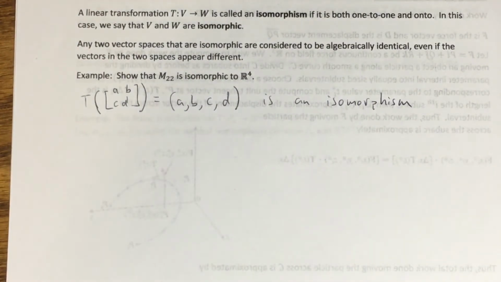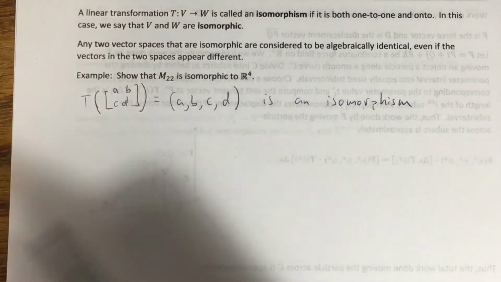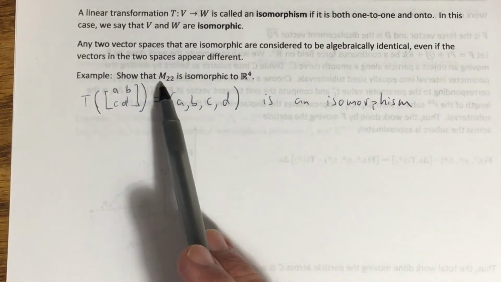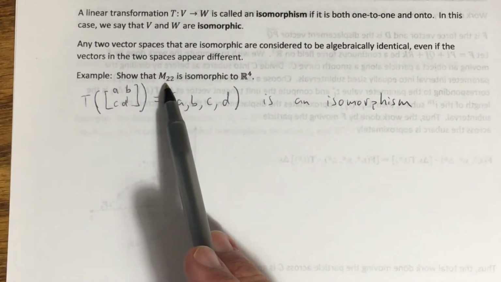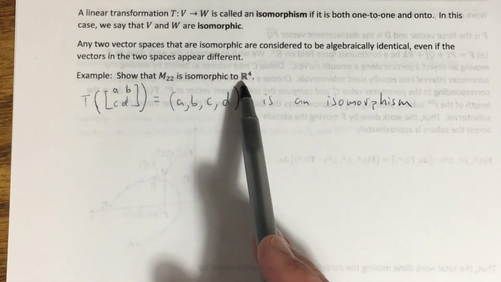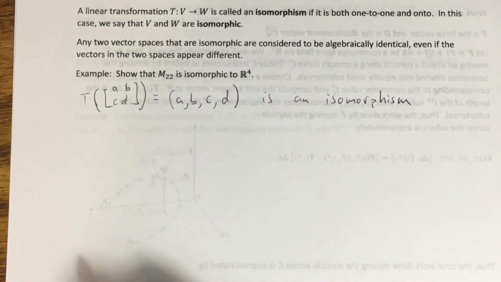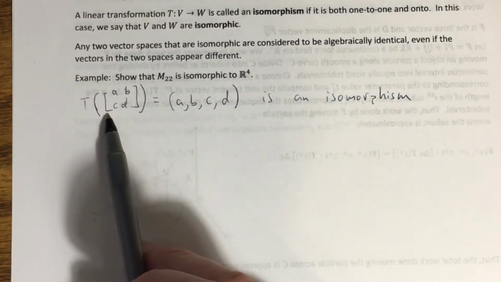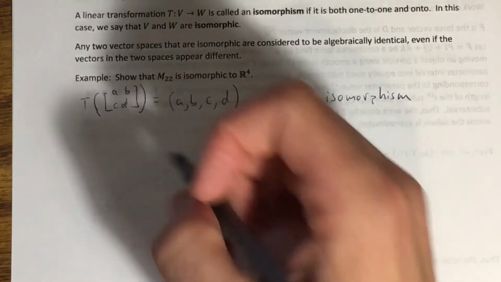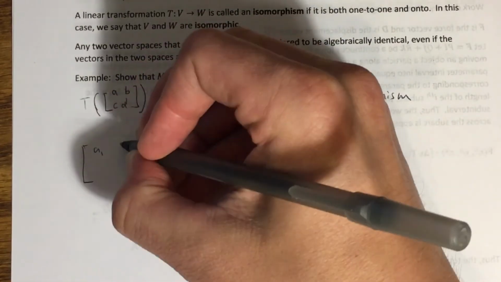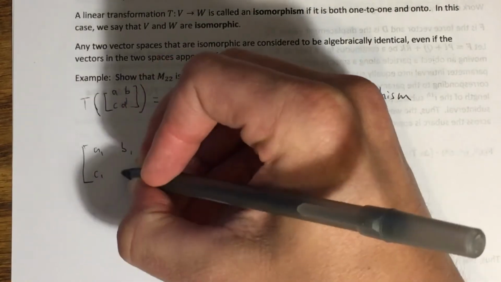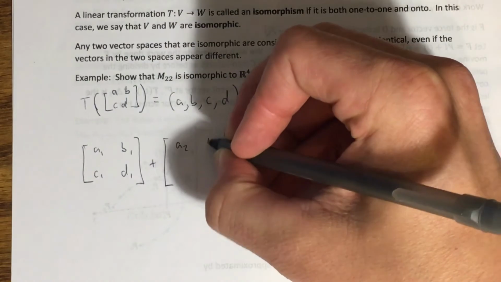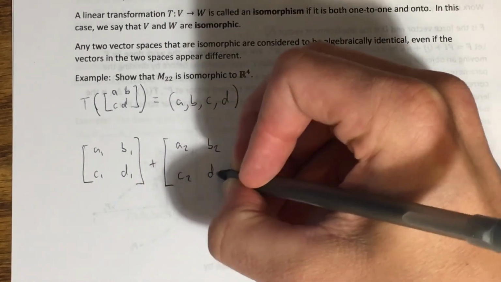Well, as far as vector space structure is concerned, the existence of this function in the first place is showing that the vector space M22 is algebraically identical to the vector space R4. Now, what do we mean by that? Well, pick any two matrices in M22. So, for example, A1, B1, C1, D1, and let's add them. A2, B2, C2, D2, right?